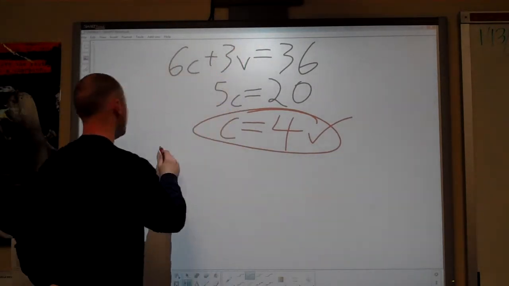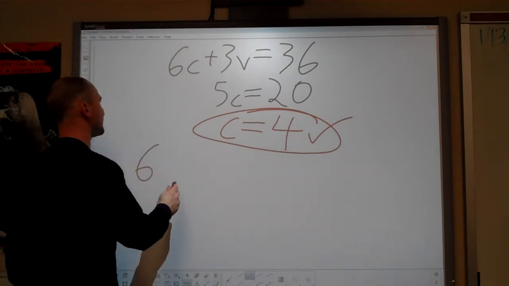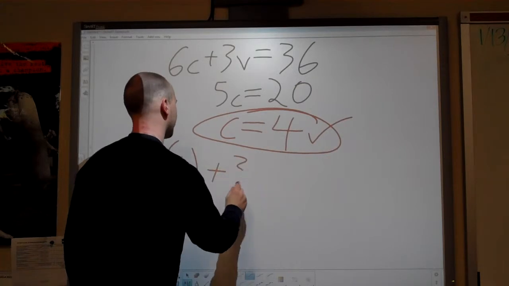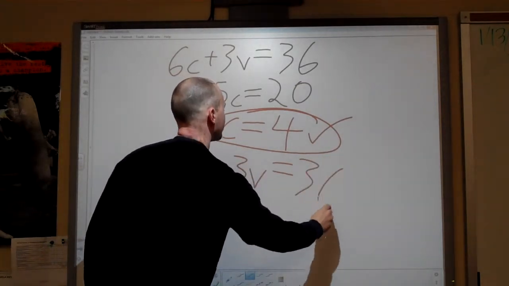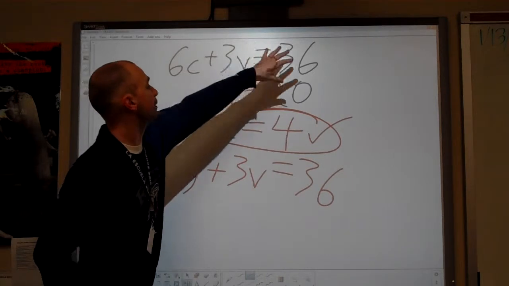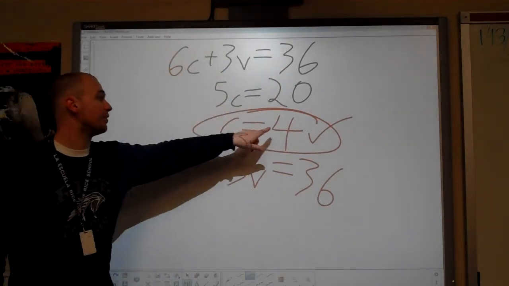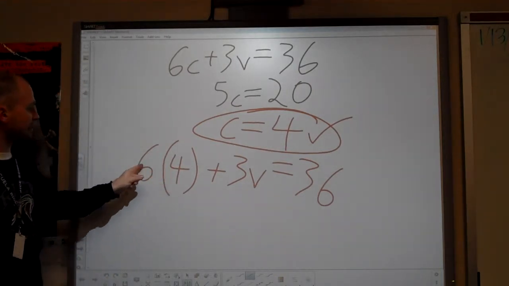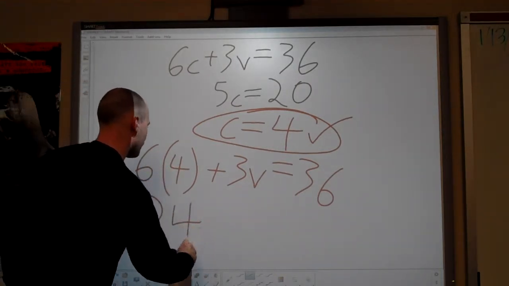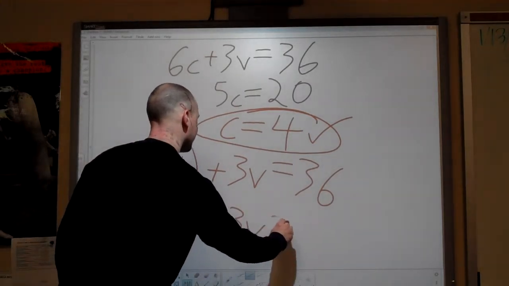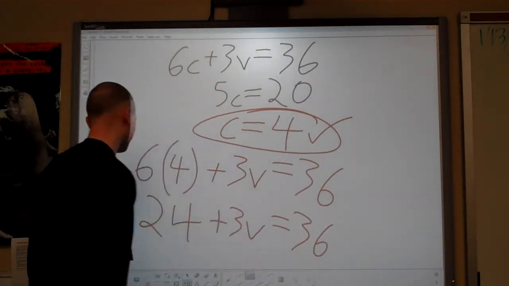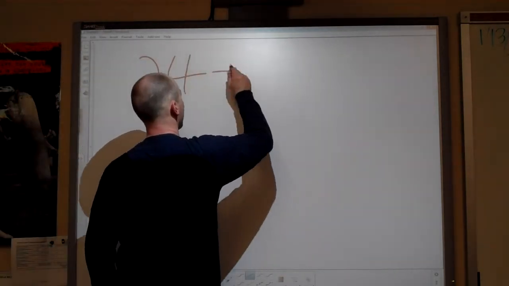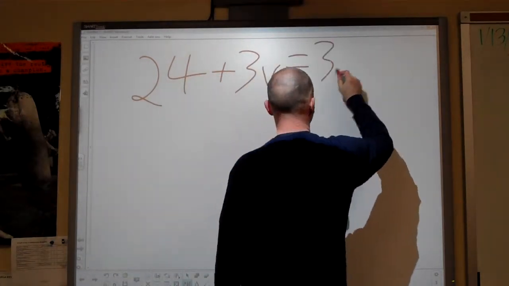Now I'm going to go to this problem, and instead of C, I'm going to substitute what C equals. So I'm going to substitute 4 instead of C. And then I've got to rewrite the rest of it. So this is just my original problem up here, only instead of C, I substituted what C equals. I substituted a 4 for C. Now I've got 6 times 4, that gives me 24 plus 3V equals 36. 24 plus 3V equals 36.